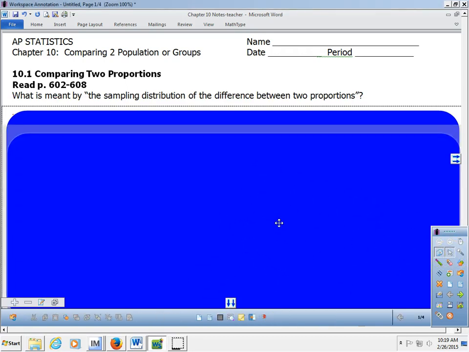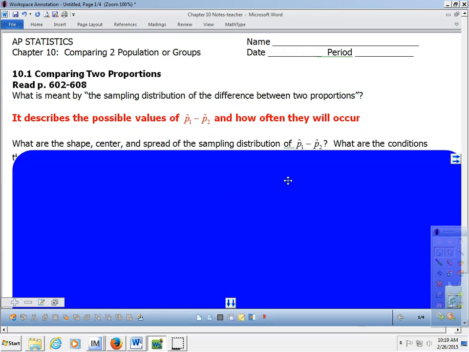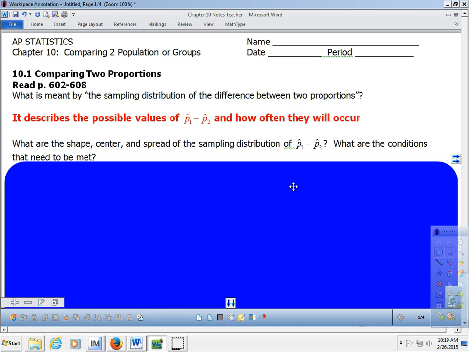So what is meant by that? What it does is it describes the possible values of taking those sample proportions and subtracting them. So it gives us the possible values of p1-hat minus p2-hat and how often those values will occur. If we get a difference of 10%, how often would we get a difference of 10% if we continue to sample? That's what we're talking about: the possible values of the difference and how often they're likely to occur.